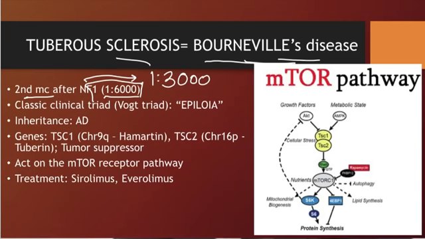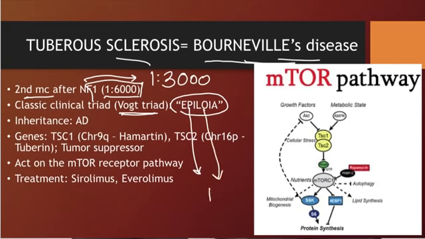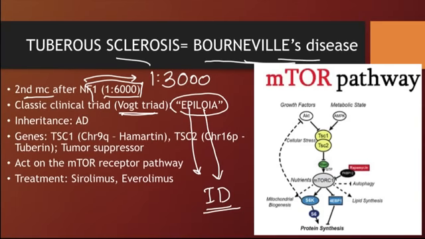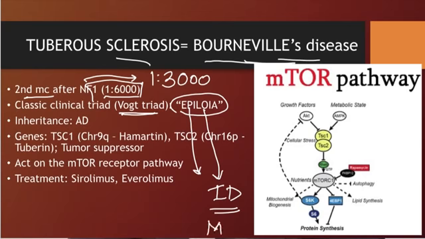Now, a very important fact is that TSC has a classical clinical triad, which is also called the Vogt triad, which has a mnemonic called epiloia. So epiloia stands for epilepsy, low IQ or ID, which is now called intellectual disability or mental retardation, and A for adenoma sebaceum. So this is the classical triad, the Vogt triad, which is epiloia. However, it is only present in 30% of the population.